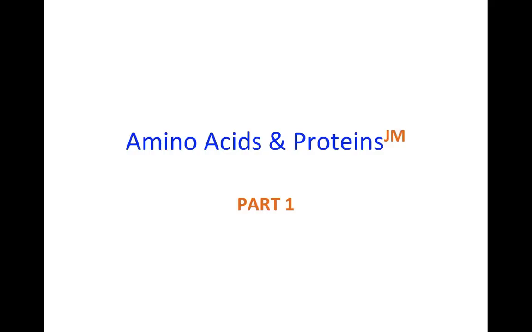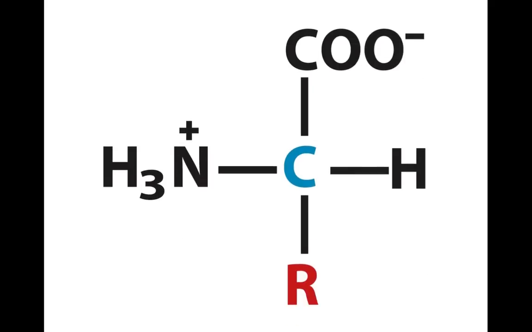Now this information about amino acids and proteins is more for a level 1 university course. It's just an introduction, and we look at the basic information you'll be required to know. What we're looking at here is a typical amino acid, which could be described as a general formula for the amino acids.